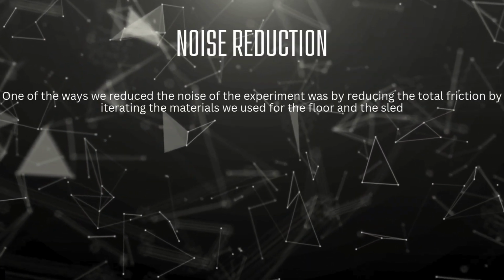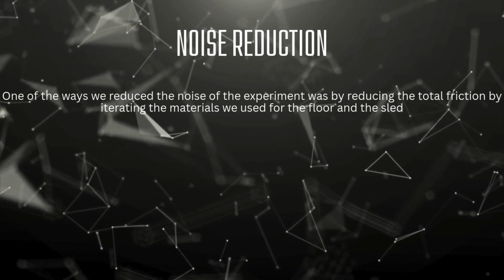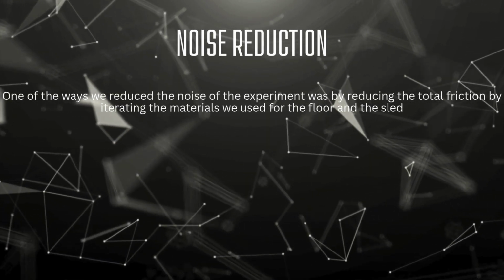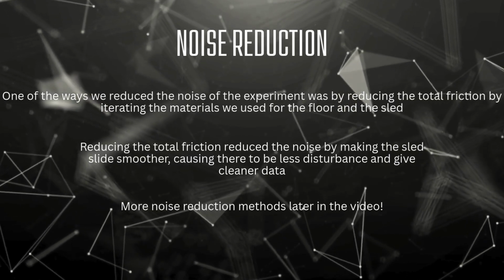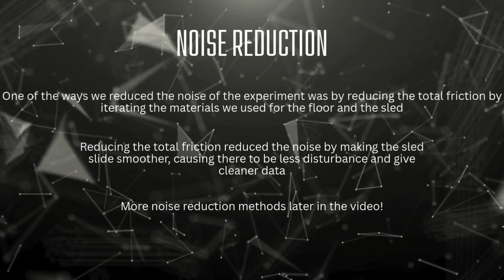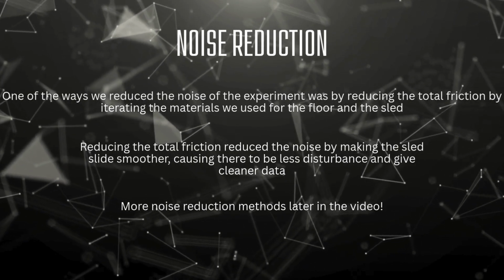One of the ways we reduced the noise of the experiment was by reducing the total friction by iterating the materials we used for the floor and the sled. Reducing the total friction reduced the noise by making the sled smoother, causing there to be less disturbance and give cleaner data. More noise reduction methods come later in the video.